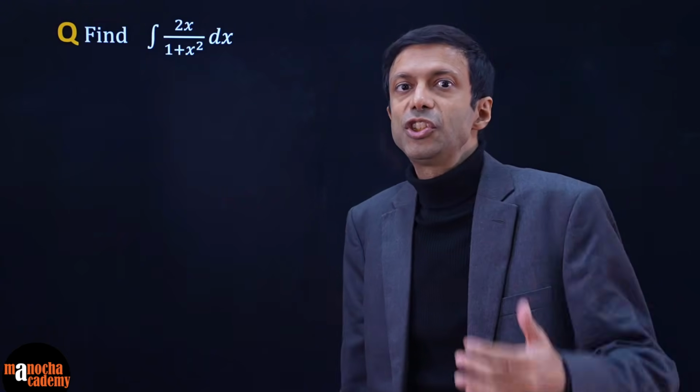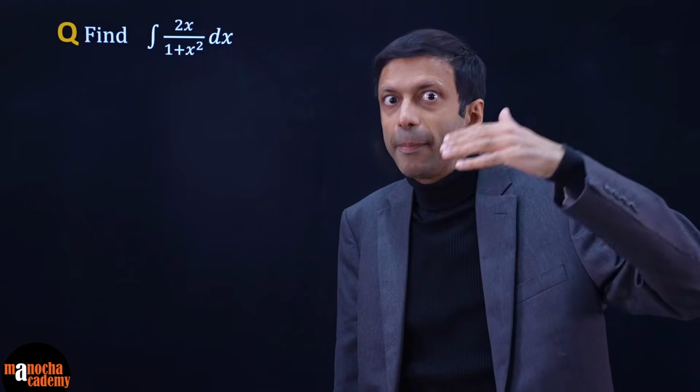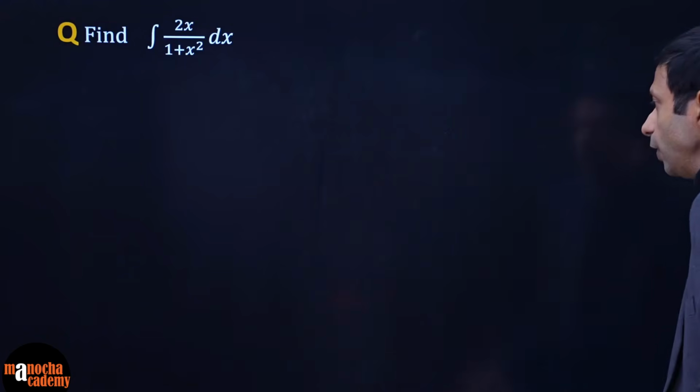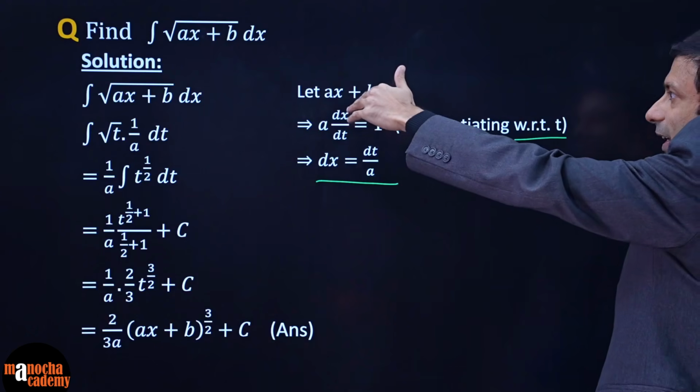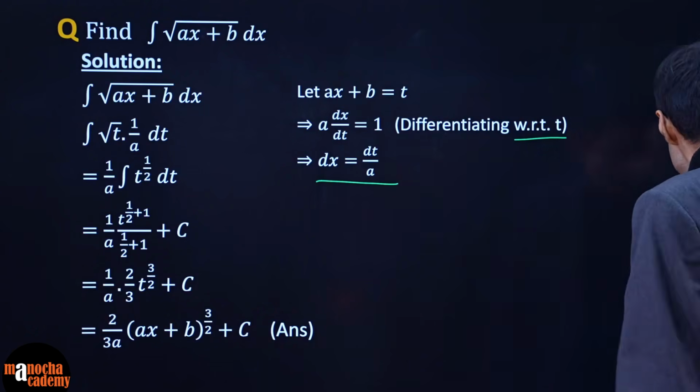Because after all, differentiation is delta y by delta x, dy by dx, right? Here the variable names are different, dx by dt. So we can cross multiply like a fraction.